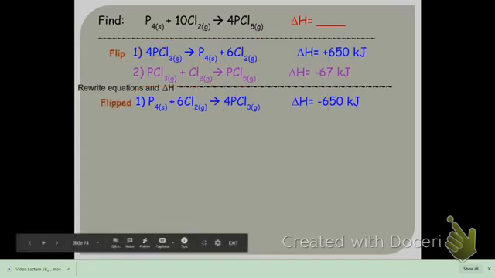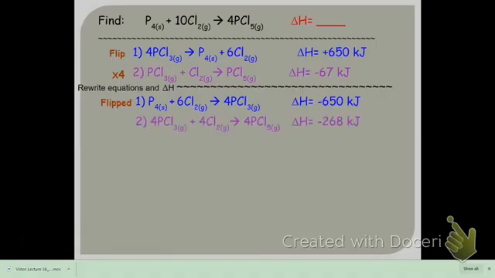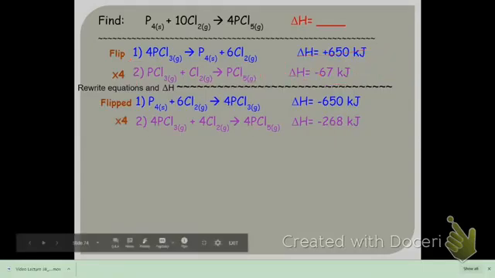For the second equation, we said you had to multiply it by 4, which they did. And remember, we said it had to be distributive. So here we multiply all of this by 4. This is going to give us 4 PCl3, 4 chlorine gases, and 4 PCl5. And if I multiply negative 67 times 4, I get a negative 268. So that's exactly what's happened.